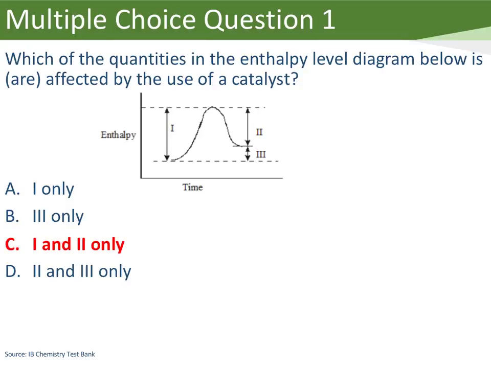C, 1 and 2. If I have a catalyst, the enthalpy curve will look like this. And so that means 1 will be affected, which is the activation energy. And 2 will be affected, which is essentially the activation energy of the reverse reaction, or the energy released in bond formation. This energy is bond formation. This energy is essentially bond breaking. The overall delta H, which was 3 in this diagram, is not affected by a catalyst.